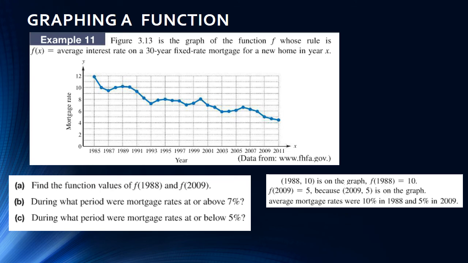So for B, we're just looking at the graph. We found where the y value is 7 or above, and even though it comes down and hits 7, it goes back up and then hits 7 again. So we're going to use that whole range from 1980. Wait, did I do something wrong here? 7, that's not right. 1985, I've got 1993 to 2001. Oh. Look at that. I made my own mistake, so I'm glad I did that.